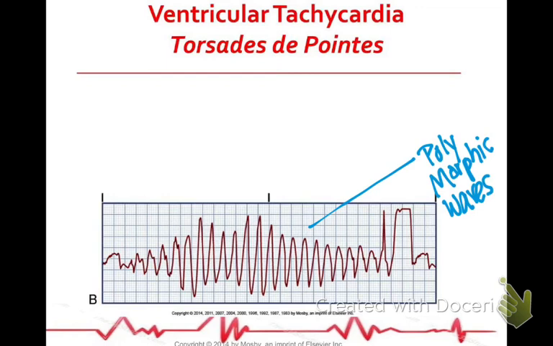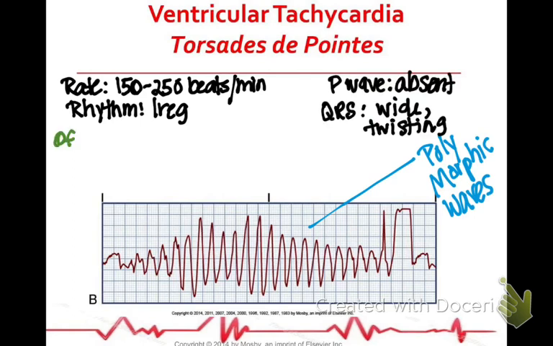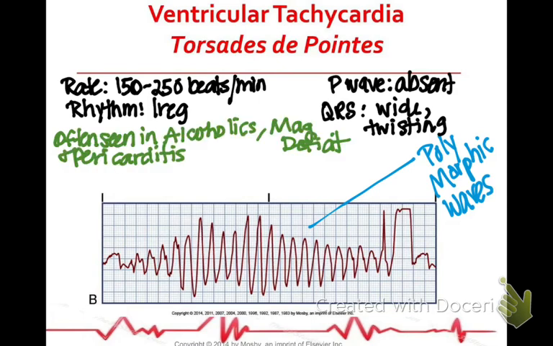This is polymorphic. The rhythm's irregular. You see how they're all different shapes. Your P wave's absent, same thing. Your QRS is wide and twisting. So poly means twisting. You can see this sometimes in alcoholics, a magnesium deficit, or pericarditis. You might see this. We're going to talk more about pericarditis. That itis means inflammation of the pericardium.